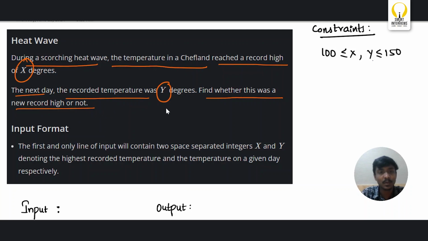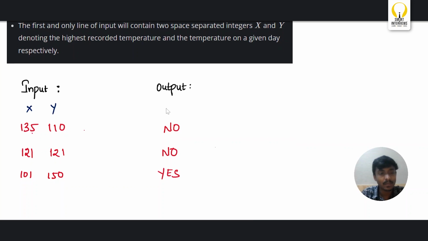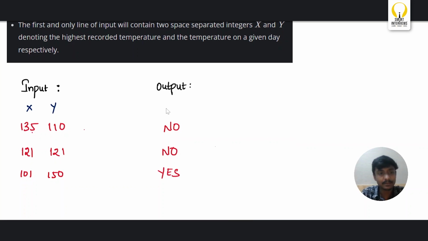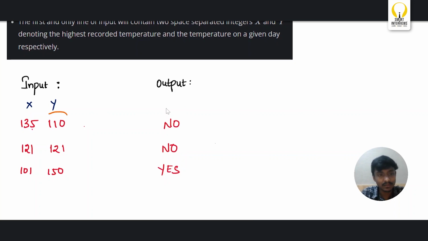So let's understand the problem statement with the sample input output. So these are all the values of x and these are all the values of y. So for this pair of x and y, can I say that 110 is the new recorded high temperature? No, right? I can't say because 135 is greater than 110.